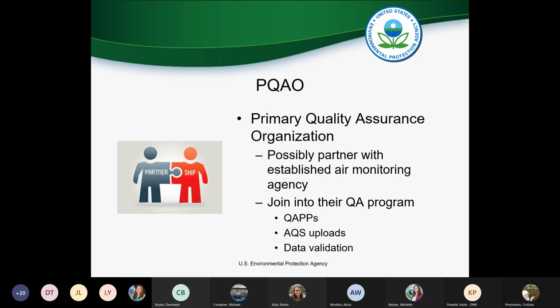Now, before we end this data flow talk, I wanted to discuss PQAOs, or Primary Quality Assurance Organizations. There is no requirement that you need to be in a PQAO, as this is a voluntary agreement between the state, local, and tribal organizations. But joining in on a PQAO helps with the quality assurance portion of the workload. Depending on the individual agreements, the PQAO lead could provide CLAPS, AQS upload, and data validation support to the agency joining in. Again, this is not required and must come from a mutual decision between the joining agency and the PQAO lead.